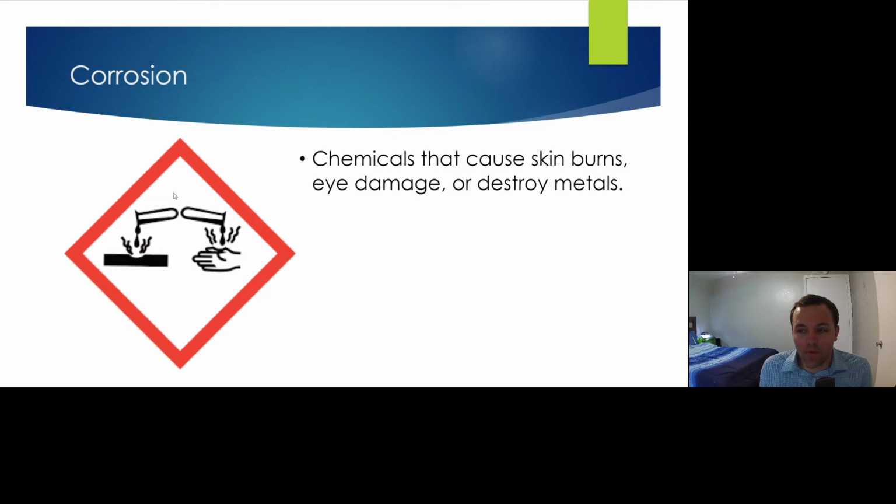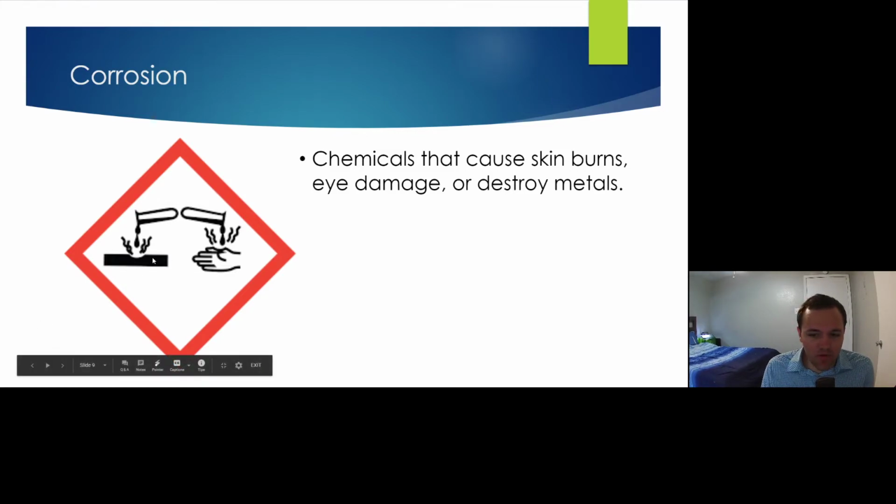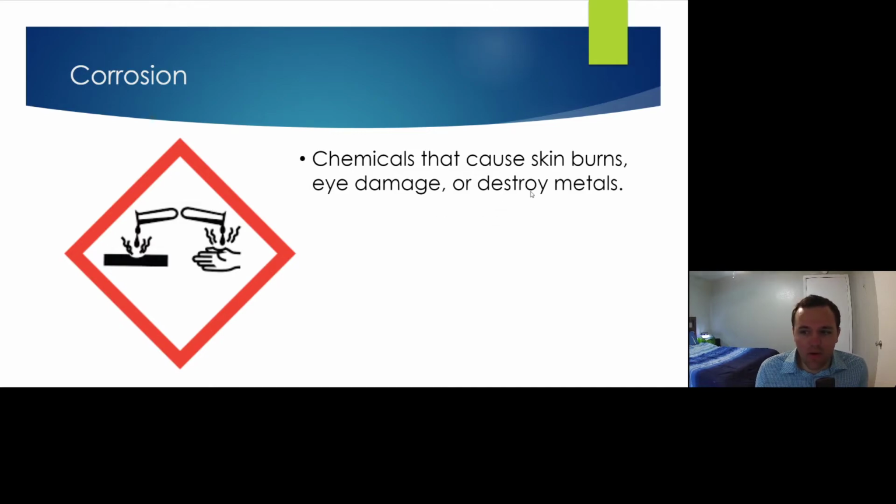This is a symbol for corrosion. All right, so you can see here the little droplets are eating into whatever material they land on or eating into this person's hand or skin. What this means is that it'll burn you basically. This is your strong acids, your strong bases, anything that if it gets spilled on you will cause a burn type of reaction. All right, and it can also be chemicals that will destroy other materials by eating through them. So we will use acids this year. We will use strong bases. So this is one you guys have got to keep an eye out for.